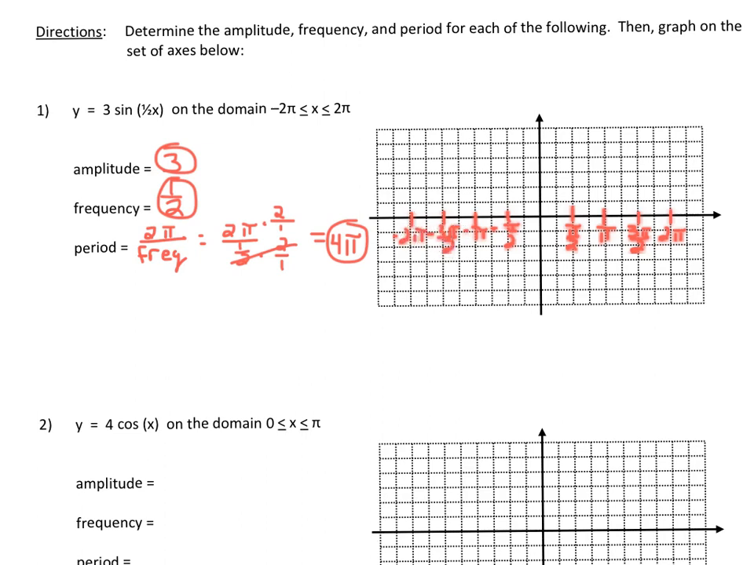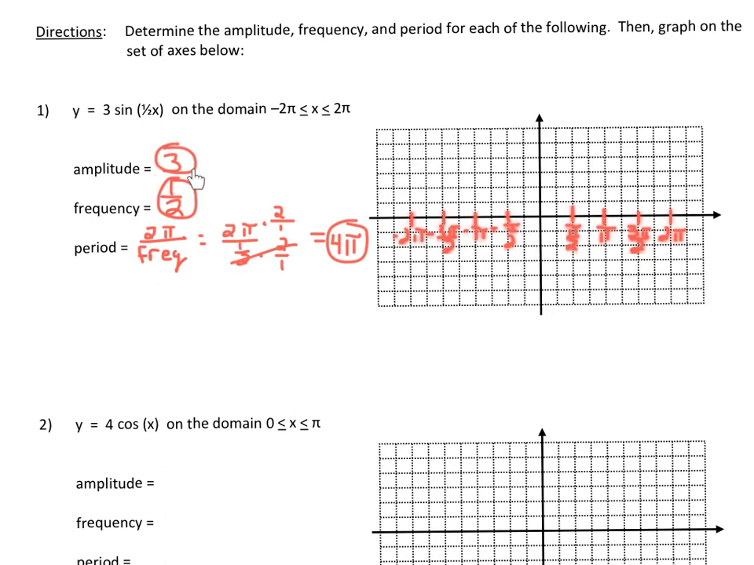Okay, so now let's go ahead and number our y-axis. Now you could do one of a couple things. Since our amplitude is 3, you could just number this like 1, 2, 3. Or if you want to skip boxes, you could skip a box and put 1 right here, and skip another box and put 2 right here, and skip another box and put 3 right there. And then you'd be using the entire height of the graph.